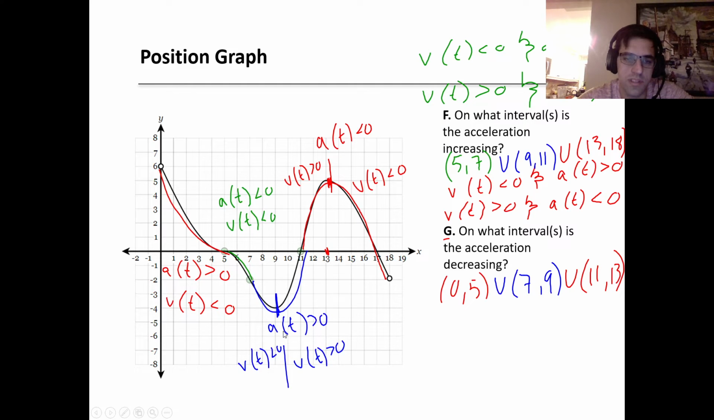And then from 9 to 11, we still have positive acceleration, but now we have positive velocity as well. Or we have tangent lines with positive slopes, in other words. So now they're in harmony, so from 9 to 11 would be increasing acceleration. And then from 11 to 13, our acceleration is decreasing now because it's concave down. Velocity is still positive because we still have positive slopes of tangent lines, so now we're at odds. So 11 to 13 is a decreasing acceleration interval. And then from 13 to 18, we still have a negative acceleration, but now we also have a negative velocity. So from 13 to 18 is an increasing acceleration.